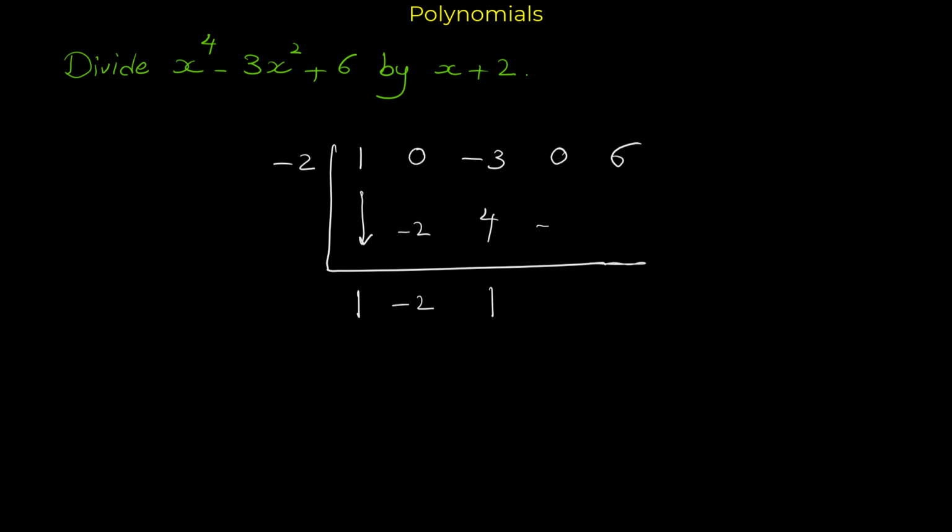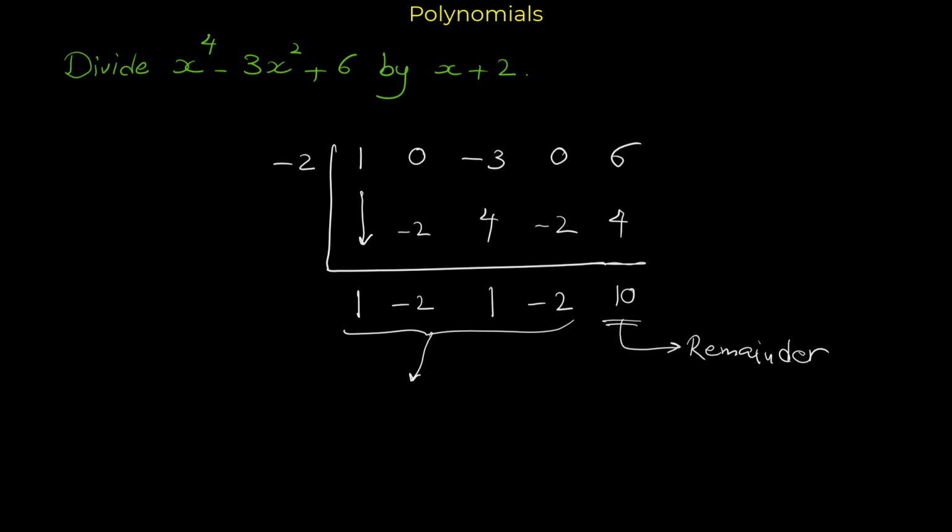1 times negative 2 would be negative 2. 0 plus negative 2 would be negative 2. Negative 2 times negative 2 again would be 4. 6 plus 4 would be 10. This is the quotient and this is the remainder.